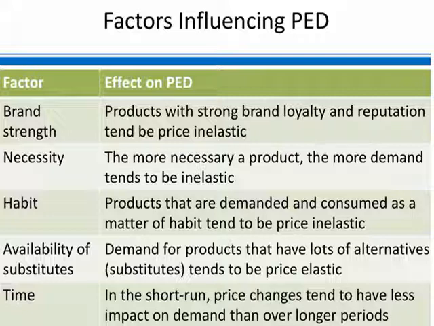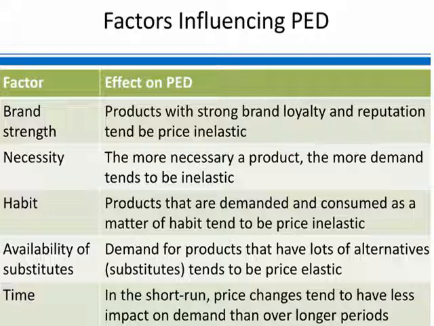The other factor is necessity. The more necessary the product, the more inelastic the demand. The consumers are less responsive for necessity goods, for example fuel. Fuel is necessary for the consumer's vehicle, so it is a necessity good, so demand is inelastic. Habit is another factor that makes the consumer less responsive to the price change.